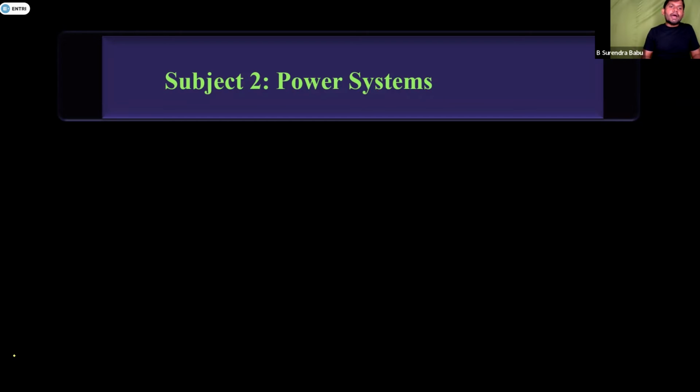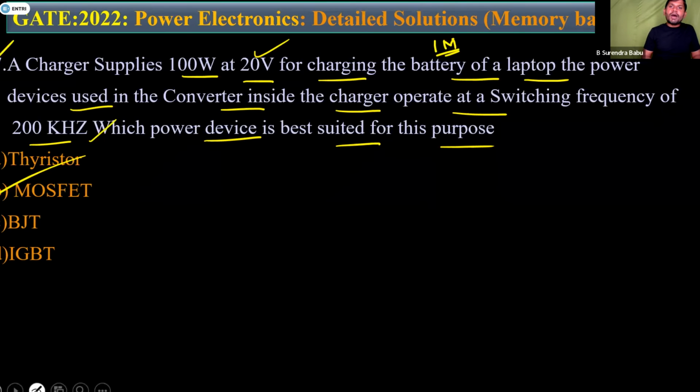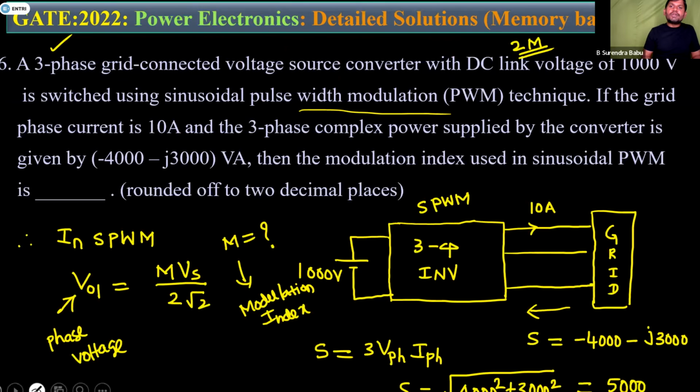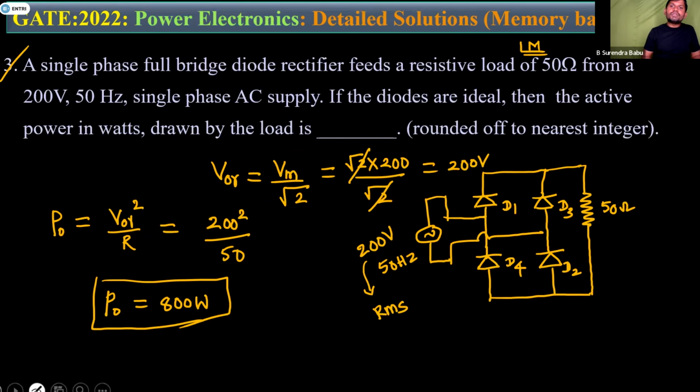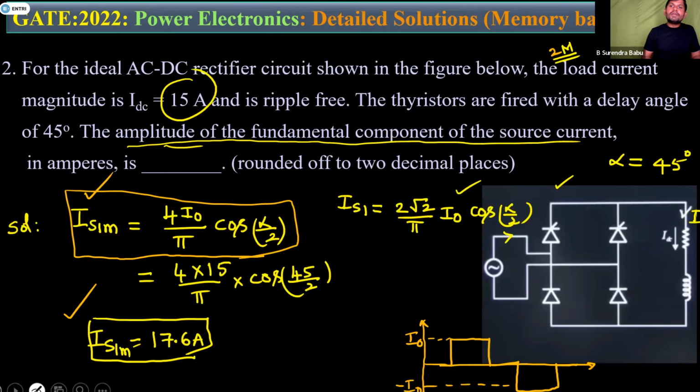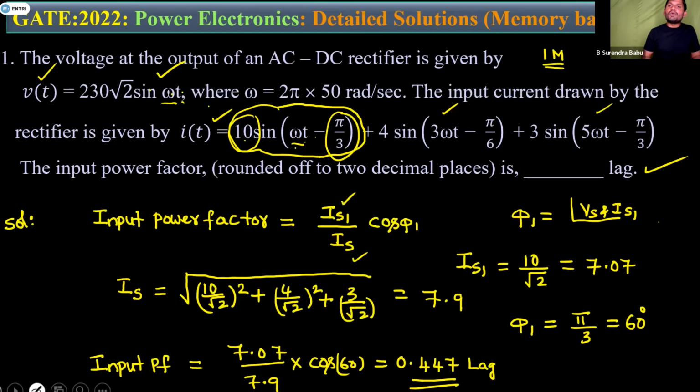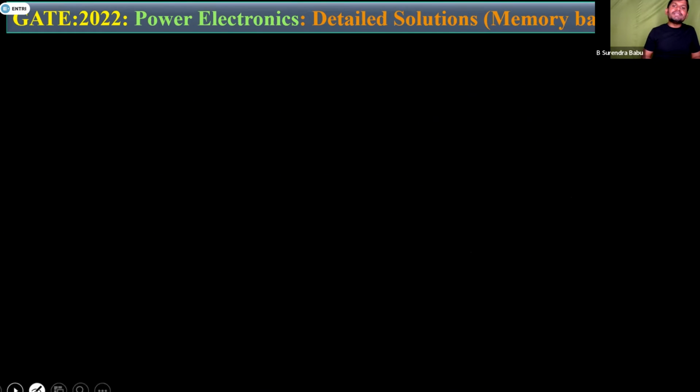Total, I discussed, this is 1 mark question 1, this is the 2 marks question, and this also 2 marks question, this also 2 marks question, and this is the 1 mark question, this is the 2 marks question, and this is the 1 mark. Total 4 2-mark questions, 3 1-mark questions, total 11 marks it is asked to students.